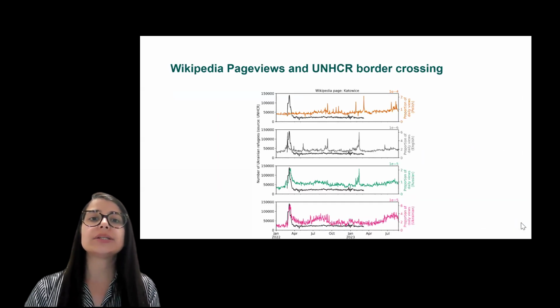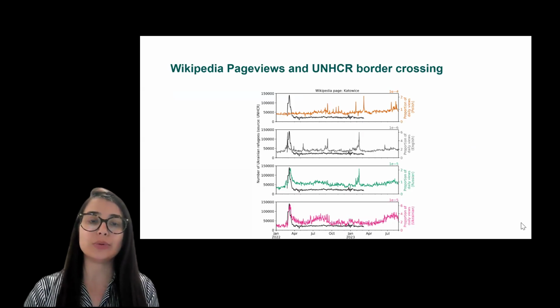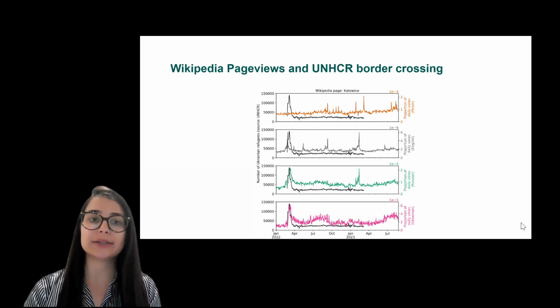We then compared the proportion of daily number of views on Wikipedia pages across different languages, shown in colors in this graph, with the time series representing the official data on the number of Ukrainian refugees who crossed the border to Poland after the war started. This time series is shown in black. Here are some findings.